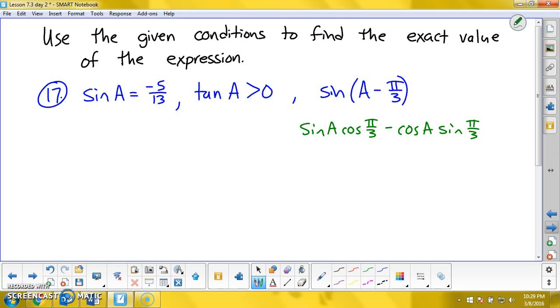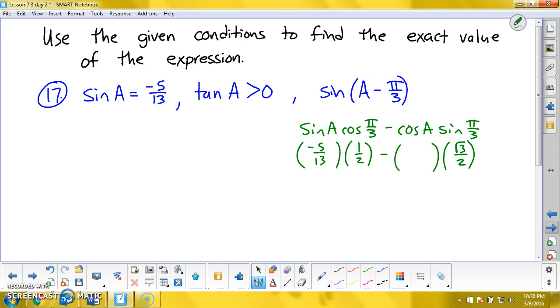Now, since we know that the sine of angle A is negative 5/13, I'll put that value in for the sine of A. The cosine of pi over 3 is 1/2. We don't know the cosine of angle A, so we're going to have to put a value in for that. And then the sine of pi over 3 is root 3 over 2.